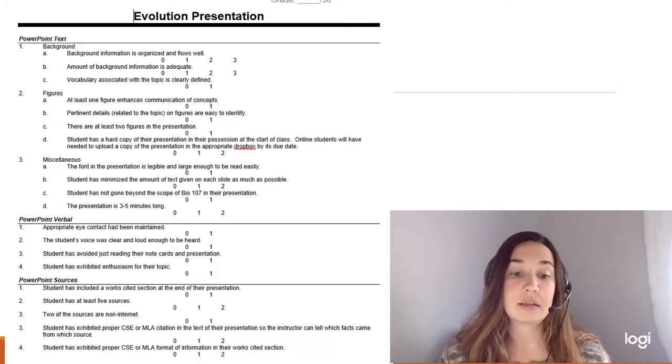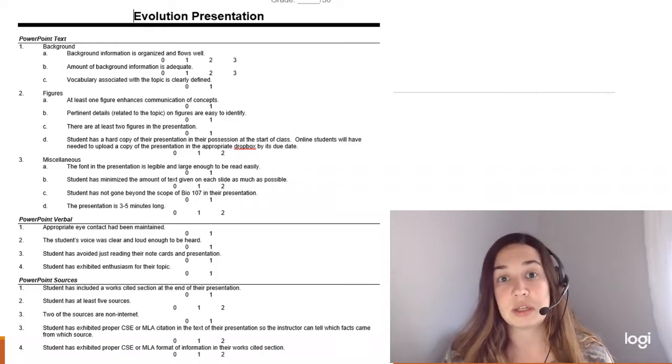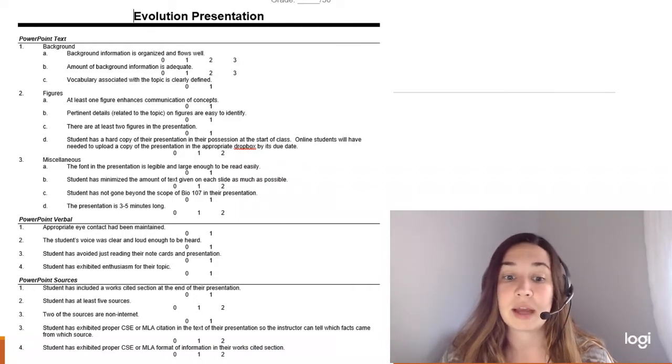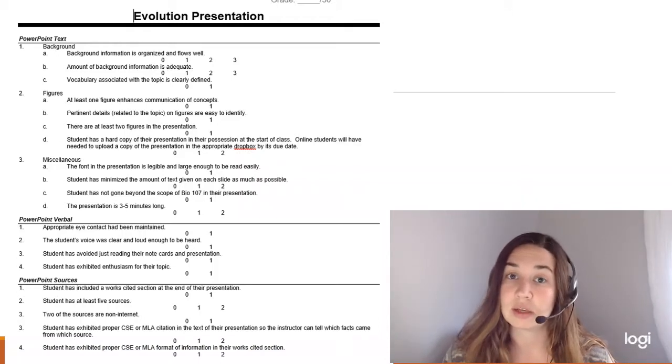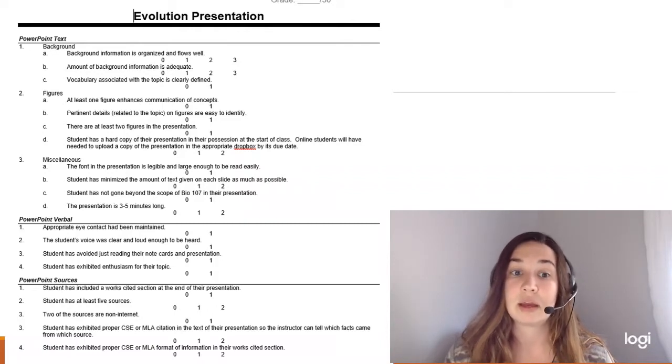And then lastly is your PowerPoint sources. So you will have to do a little bit of research and make sure you keep track of the sources that you're using. You do need a maximum of 5. You need to include a works cited slide and then cite them correctly using either CSE or MLA format.